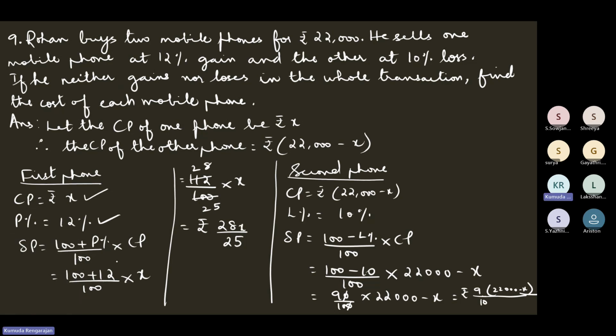So 100 plus 12 is 112 by 100 into x. Simplifying by the table of 4, you get 28x by 25. This is the selling price. This expression represents the SP of the first phone. Now for the second phone, CP is 22,000 minus x. Loss on selling the second phone is 10%. So the selling price formula is 100 minus loss percent by 100 into CP.